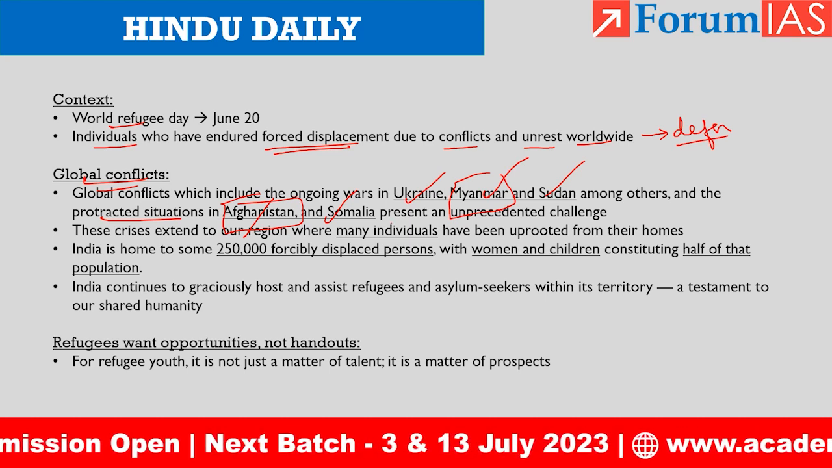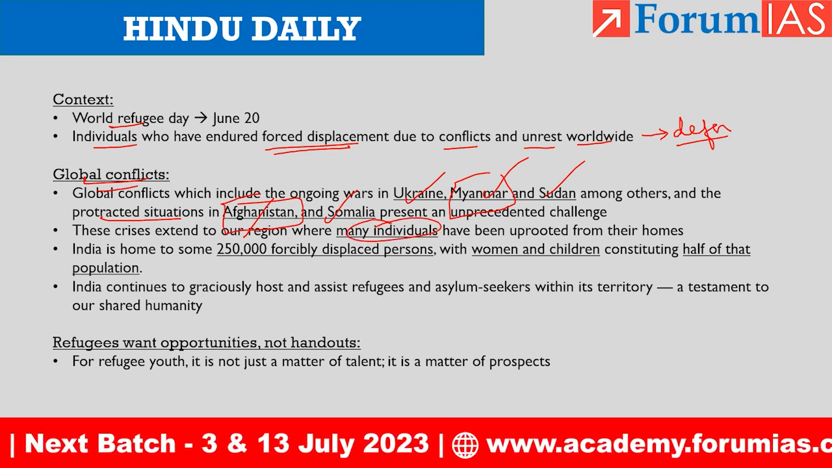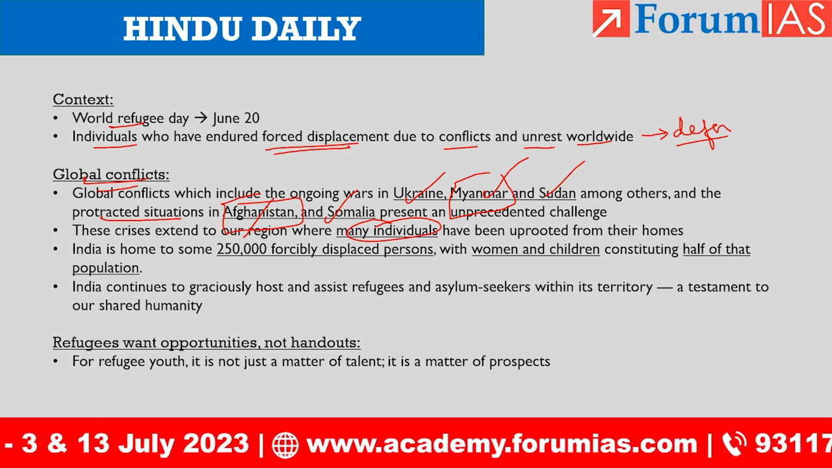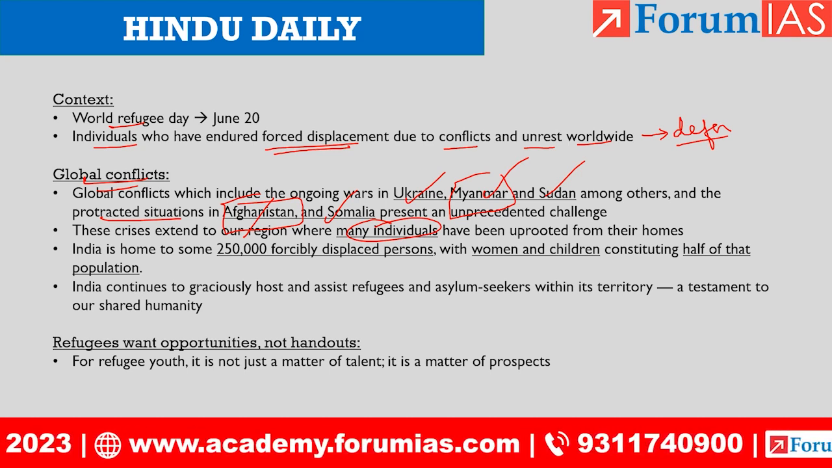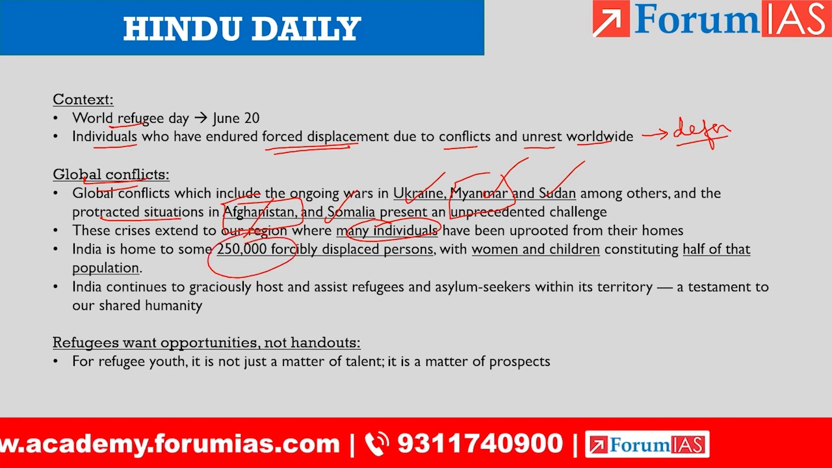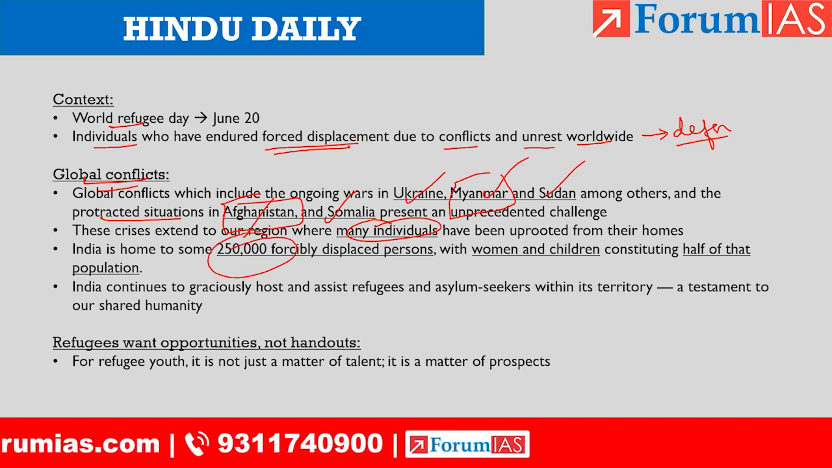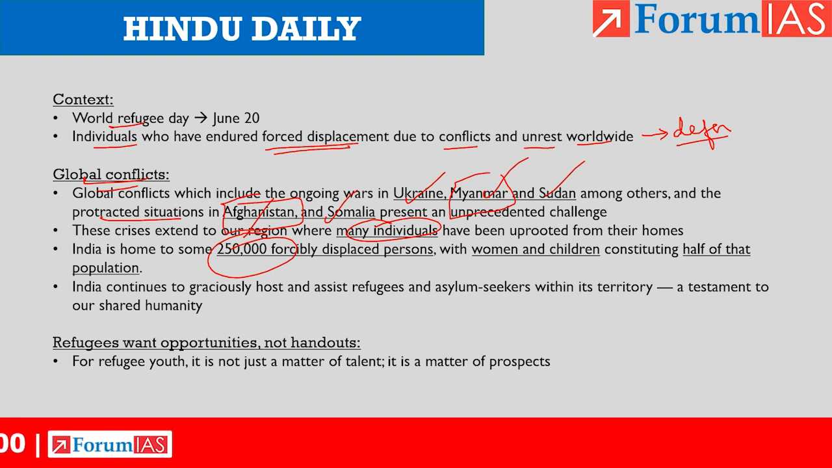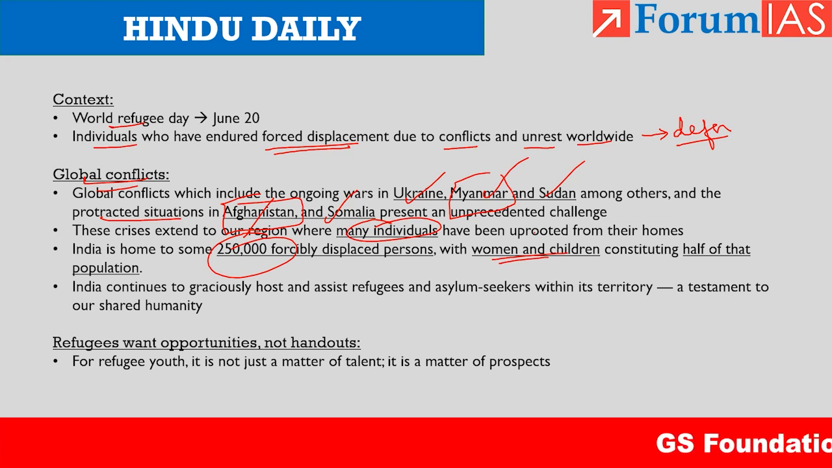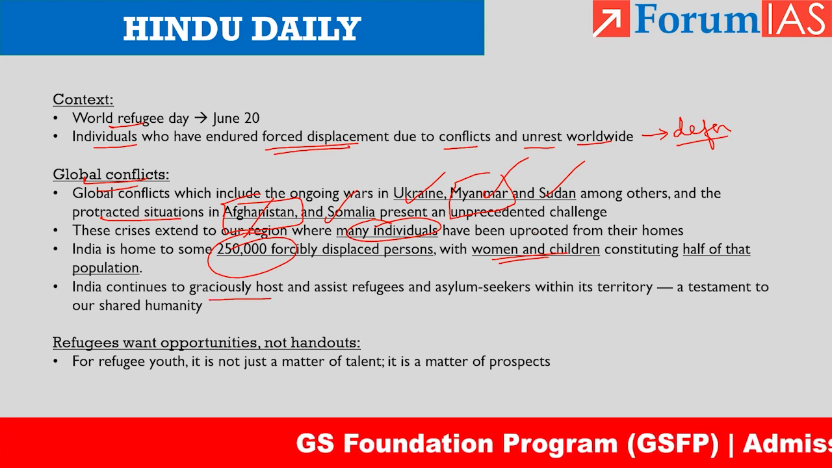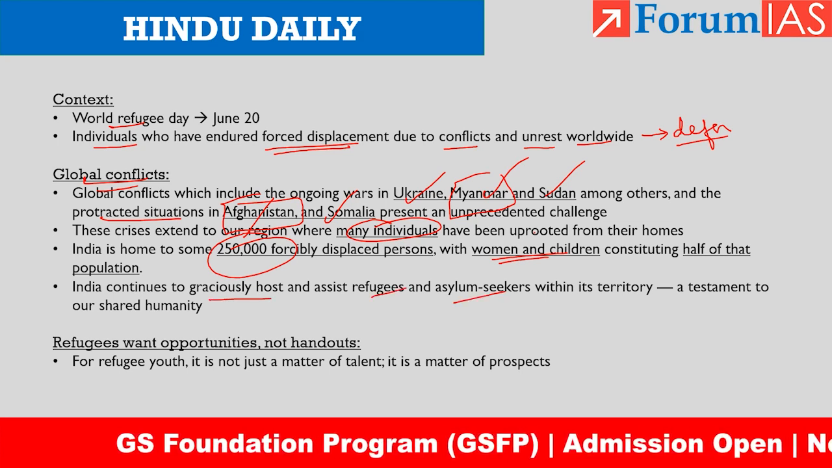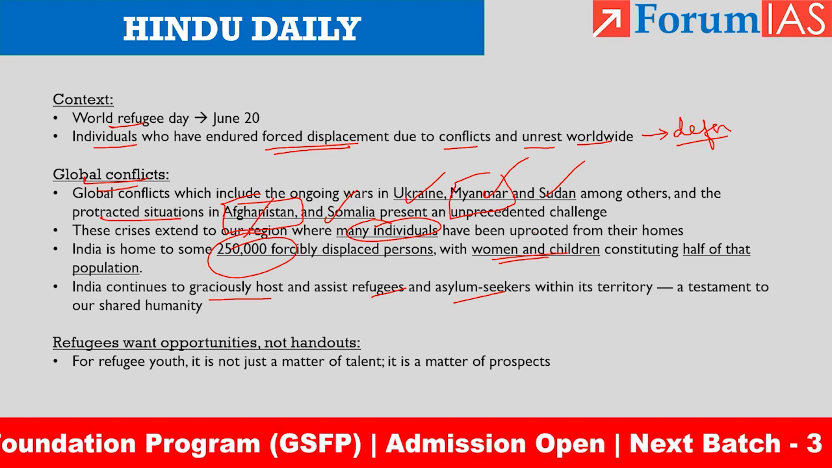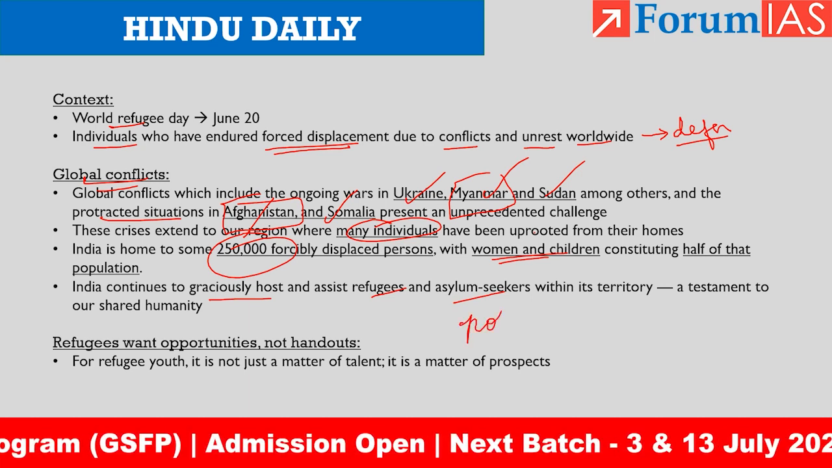Right? Many individuals are uprooted, and as a result, because India's neighborhood itself is facing a lot of problems, India is home to 250,000 forcibly displaced persons. And out of this 250,000, women and children constitute half of that population. And India, being a gracious host, is hosting these many refugees and asylum seekers. Asylum seekers are coming to India for political reasons.